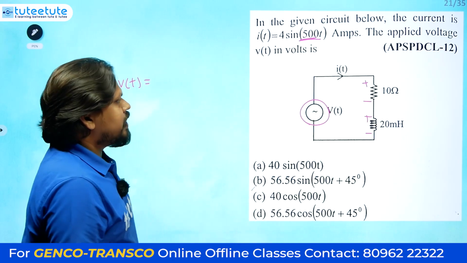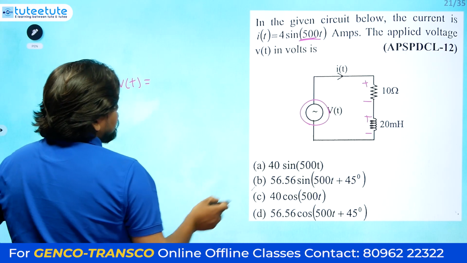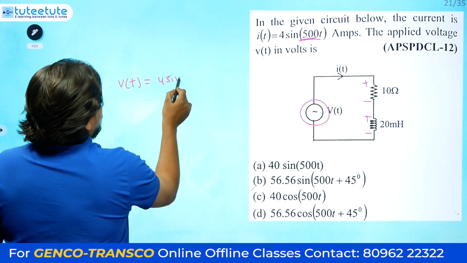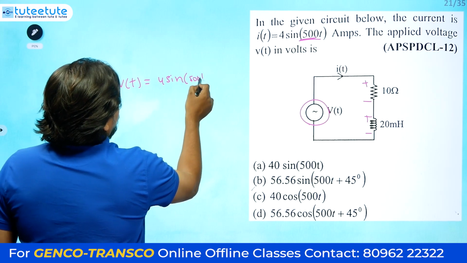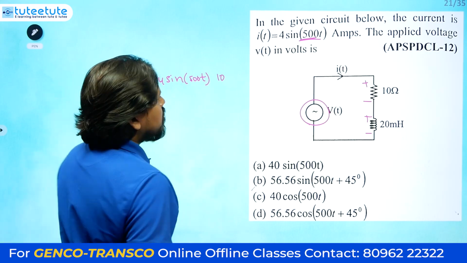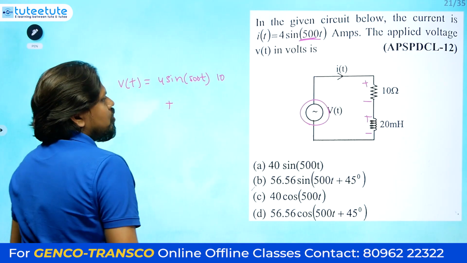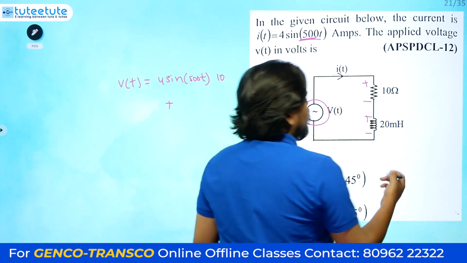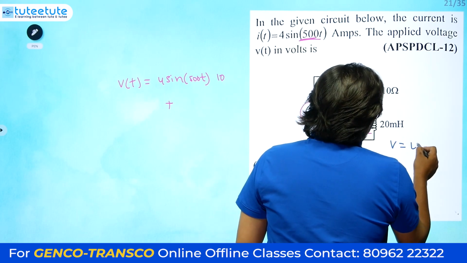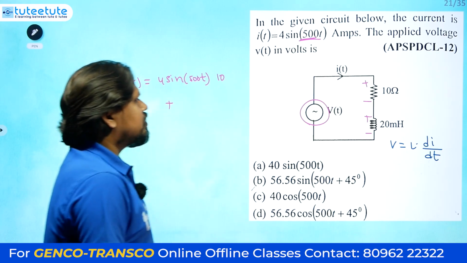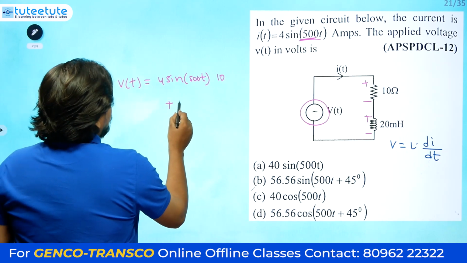Otherwise, we have another method. So v(t) equals i(t), which is 4 sin 500t, into 10. That will be the voltage across the resistor. But in the inductor, what is the voltage? The voltage across the inductor we can give as L into di/dt. Like this we can give. So what is the L value? 20 millihenry.